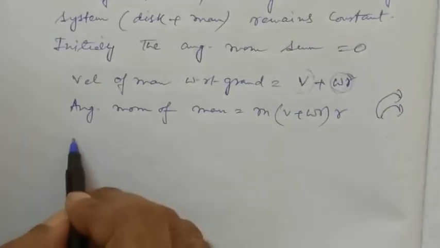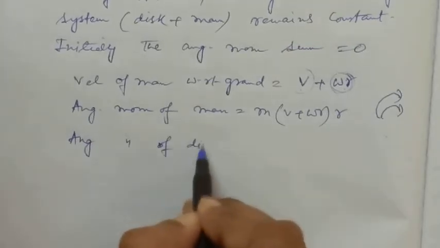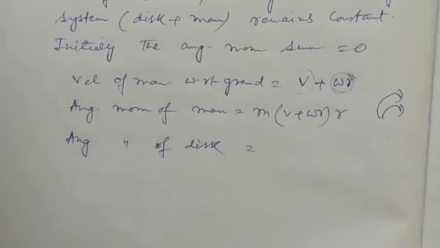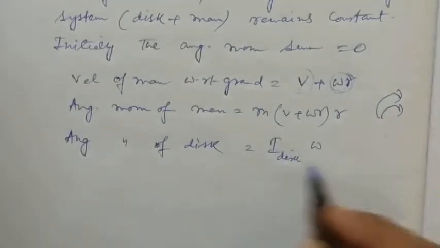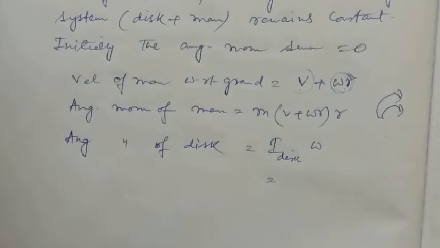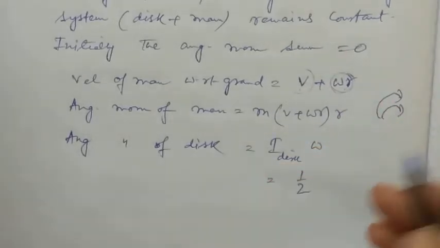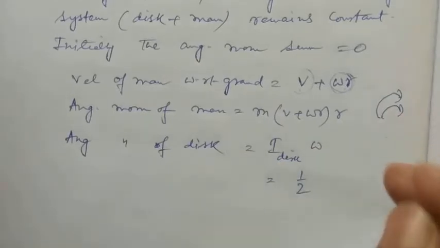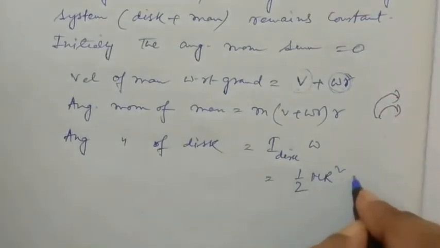Now similarly we find out the angular momentum of the disk. What was the angular momentum of the disk? We all know that it is I omega. So I of disk into omega. Now as it is a disk, we know that the moment of inertia of the disk rotating about an axis perpendicular to it is half mr square into omega.